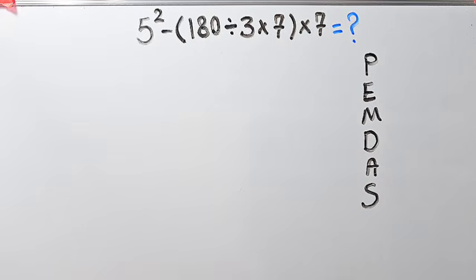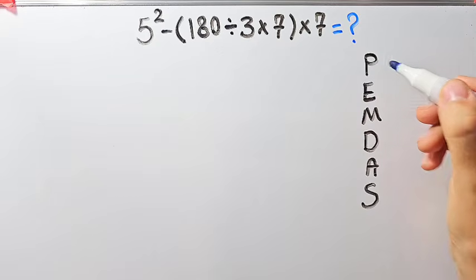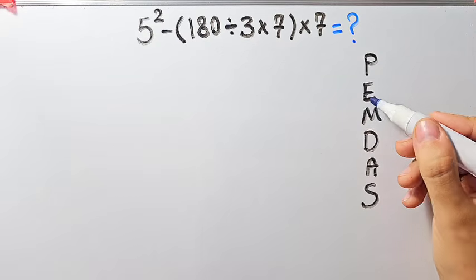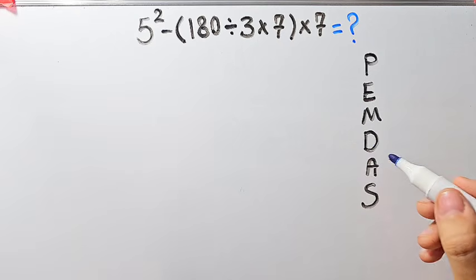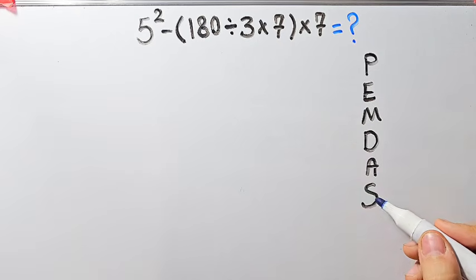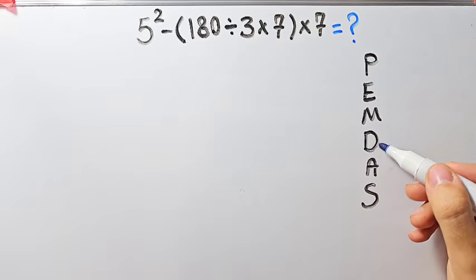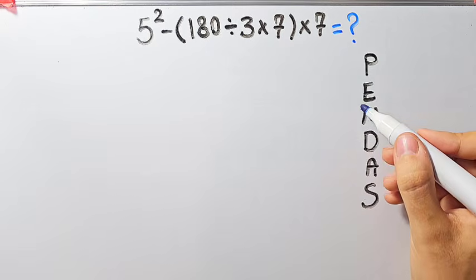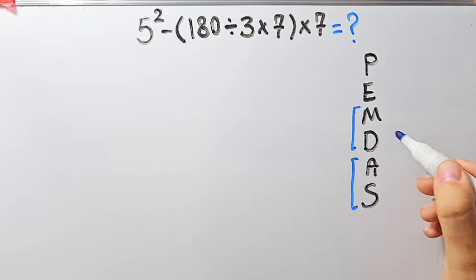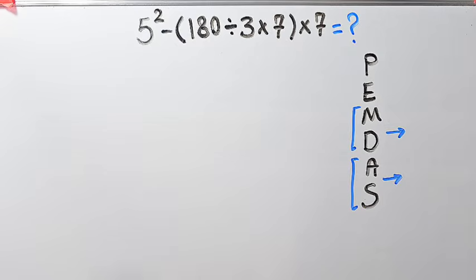PEMDAS shows the priority of the mathematical operations, and if you don't pay attention to the PEMDAS rule, you get the wrong answer. In the PEMDAS rule, P stands for parentheses, E stands for exponent, M stands for multiplication, D stands for division, A stands for addition, and S stands for subtraction. As you know, multiplication and division have the same level of priority. Also, addition and subtraction have the same level of priority, and when we have both in an expression, we start from the left and simplify the question.